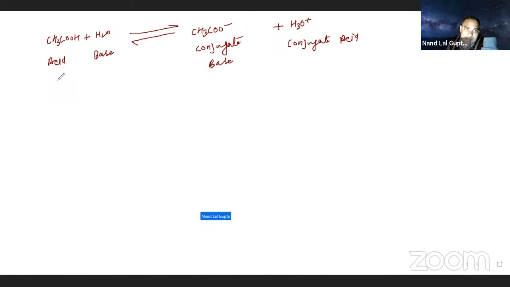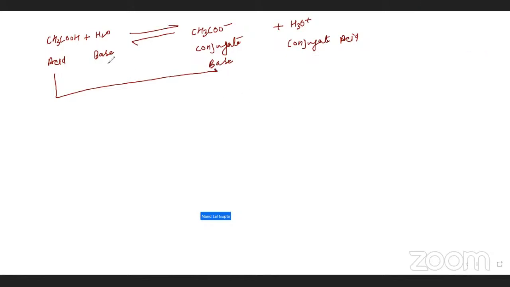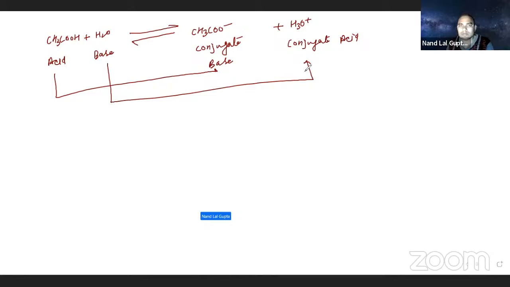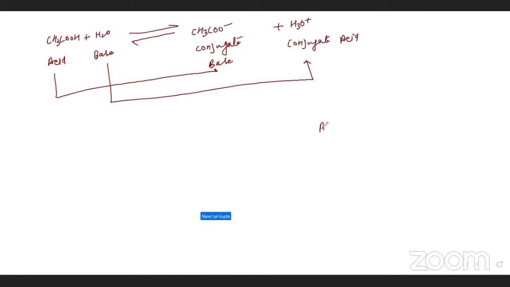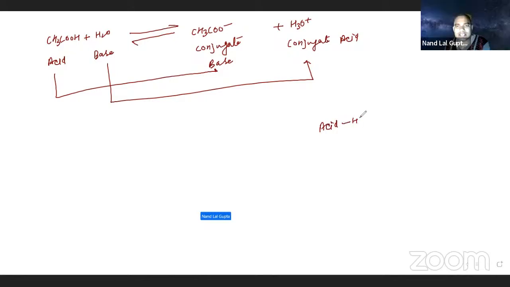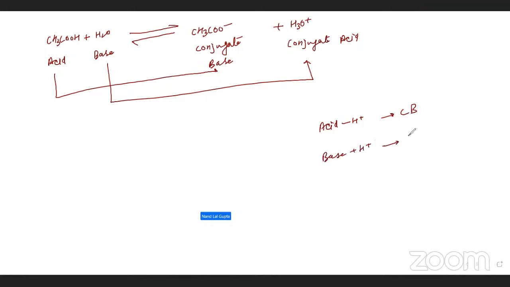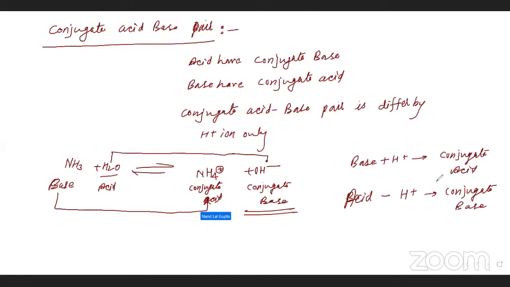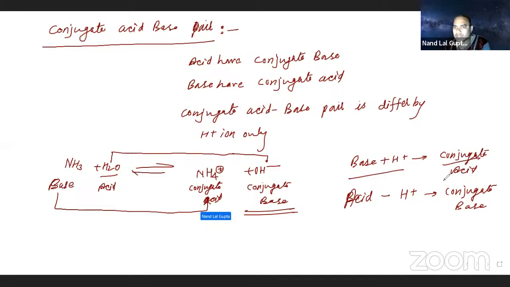Now see. Acid has a conjugate base, this one. And base has a conjugate acid, this one. So whatever it is, its opposite one is there. But we have to understand: the acid lost H plus ion, so it becomes the conjugate base. The base gained H plus ion, so it becomes the conjugate acid. Base plus H plus gives conjugate acid. Acid minus H plus gives conjugate base.